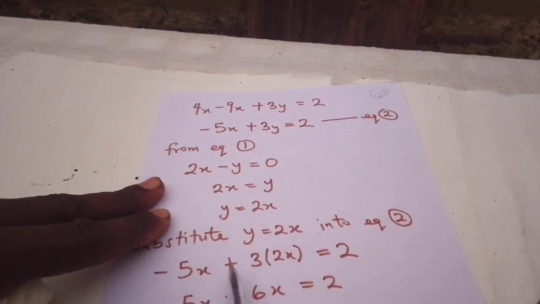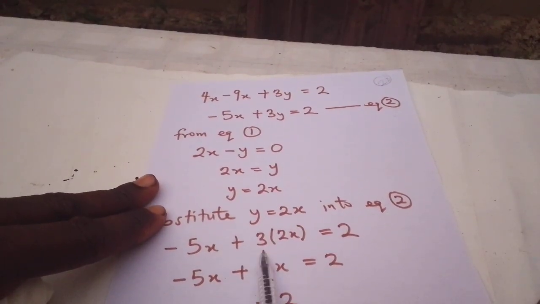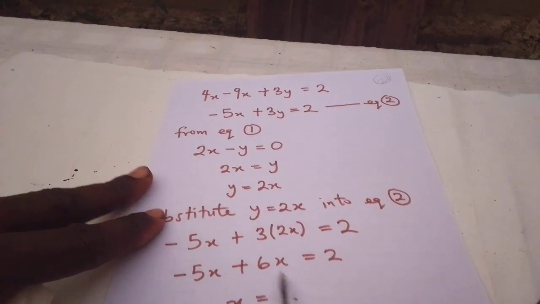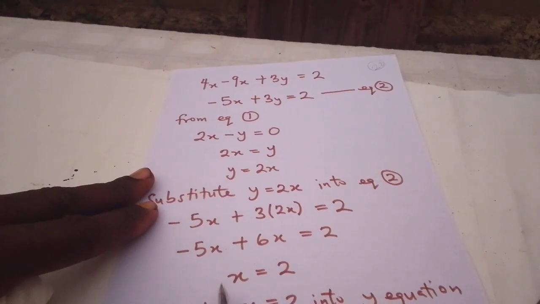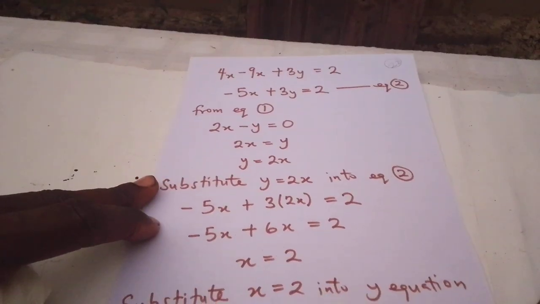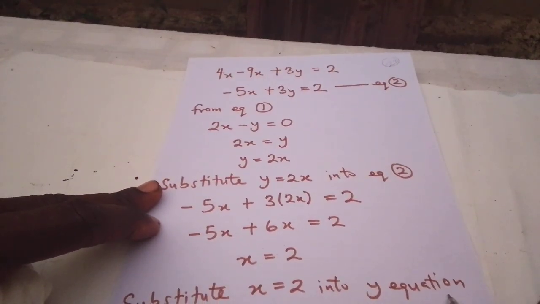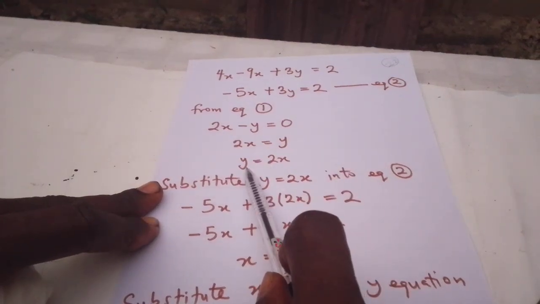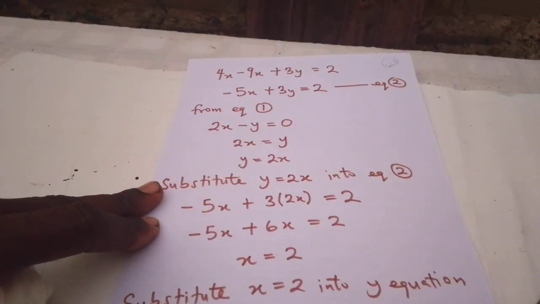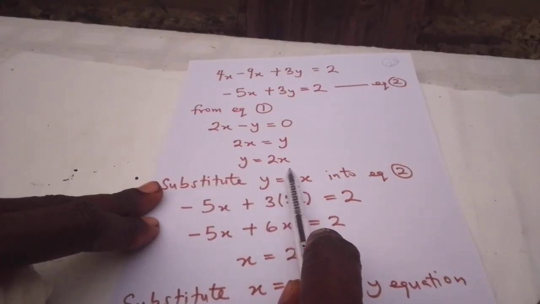So open the bracket here. We have minus 5x plus 3 times 2x, which is 6x, is equal to 2. So minus 5x plus 6x will give us plus x is equal to 2. So the value for x is 2. You are now going to substitute x equals 2 into the y equation, that is this equation we derived, y is equal to 2x. Or you can decide to use equation 1 or equation 2, only that it will be longer. But if you use this one you've derived already, it will be faster.